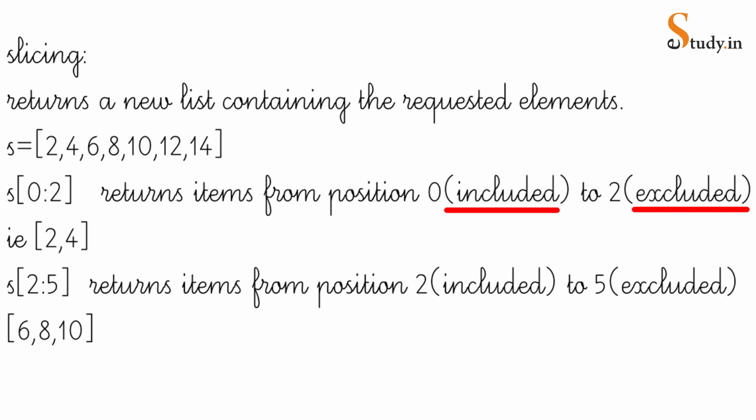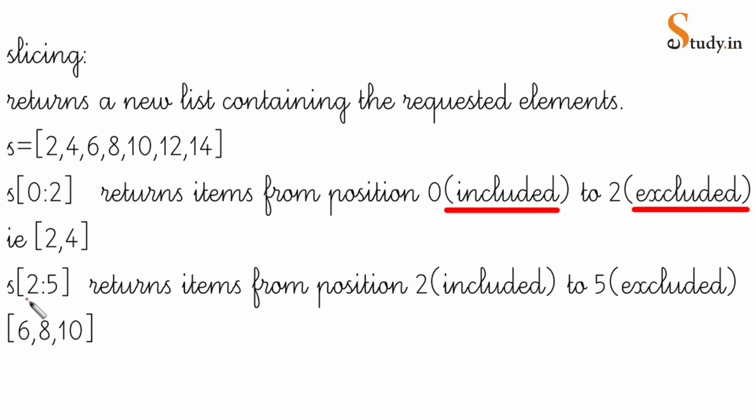0 and 1. So here the output of this would be 2, 4, because starting from 0 position we have element 2, then at 1 position we have 4. So at 2 position it will stop, because 2 is not included, 2 is excluded. Okay, so this is the output.